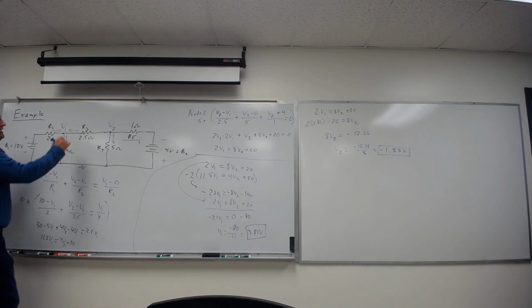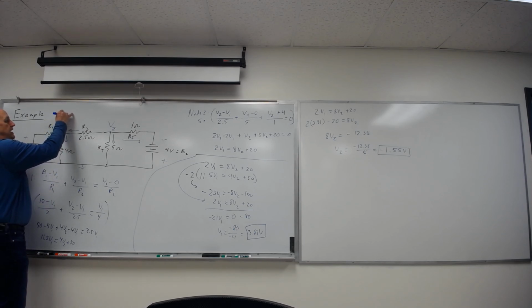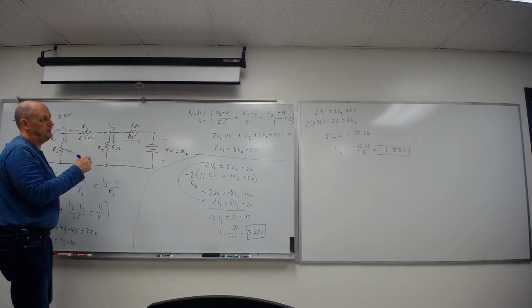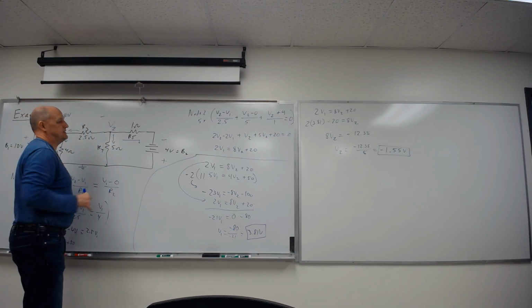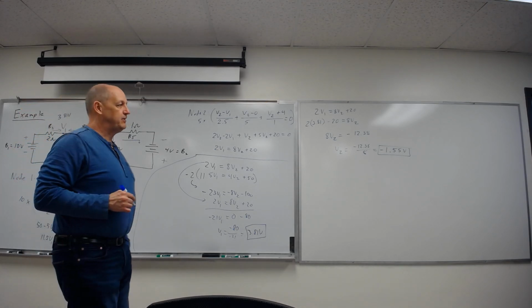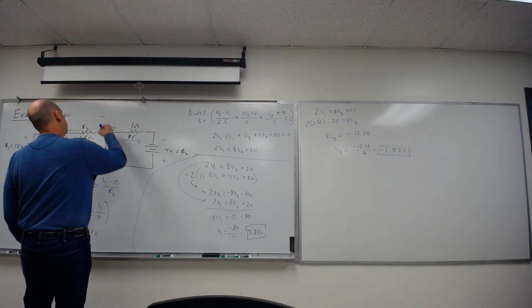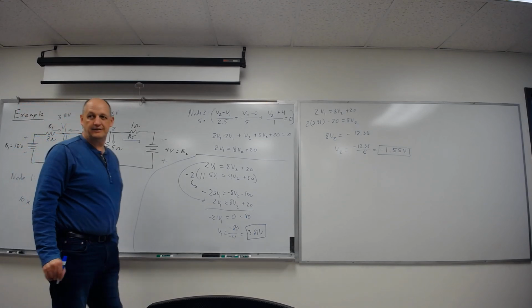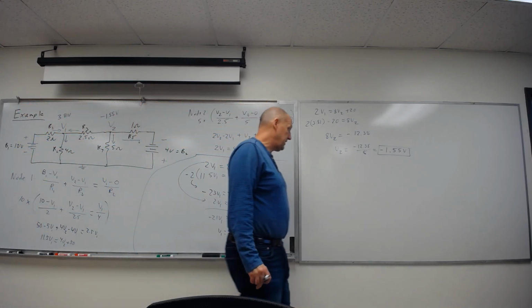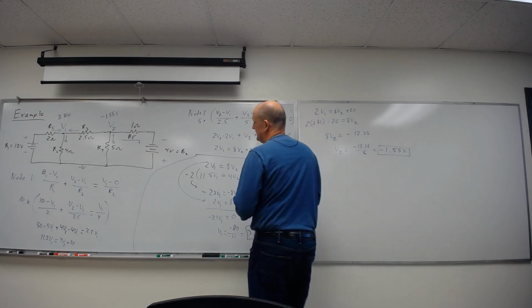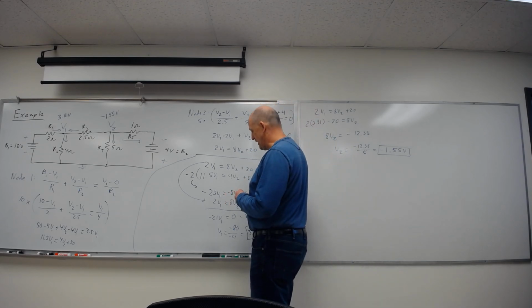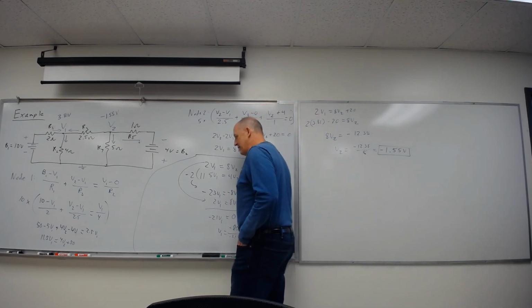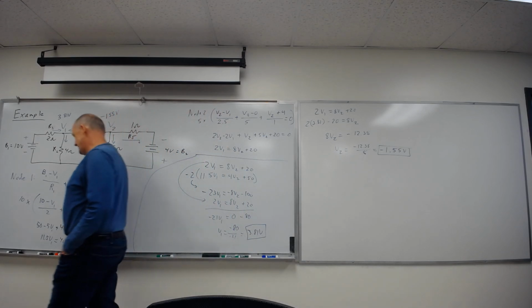So yes, this is 3.81 volts. This is minus 1.55 volts. Those are both relative to ground. Do those make sense to you before I move on? Do a common sense check.